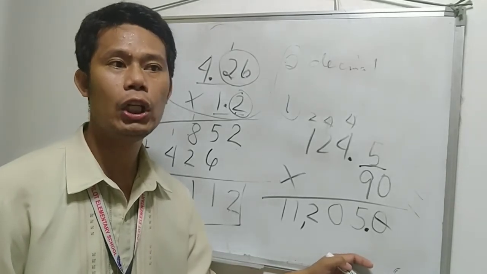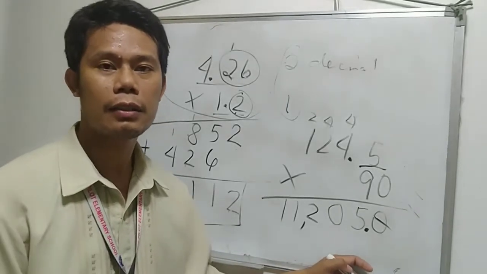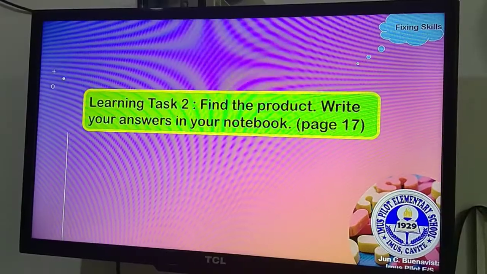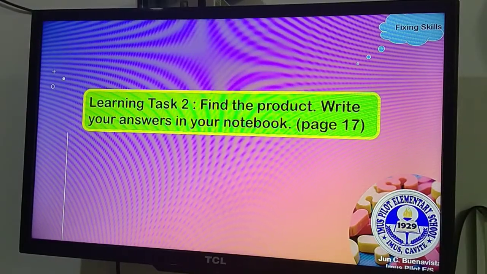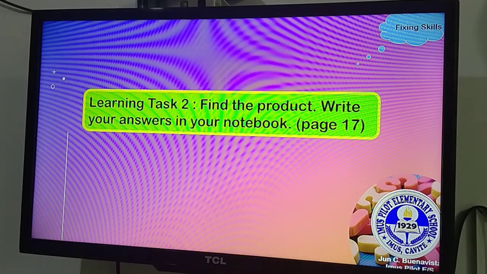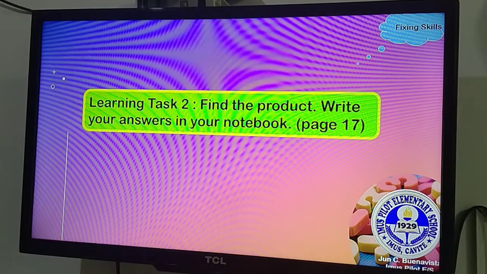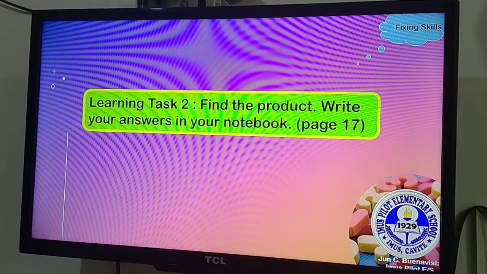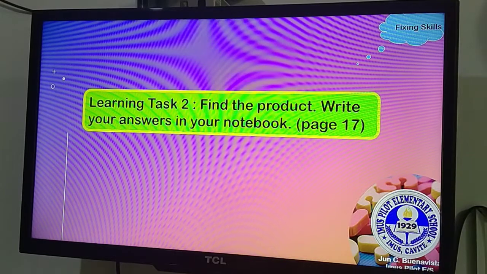Now, it is your turn to answer your activity. Okay, so you're going to answer learning task 2. Find the product. Write your answers in your notebook. And this can be seen in page 17 of your math module. Again, sa page 17 ng inyong math module, learning task 2. Answer only, ilalagay sa notebook. At wag na ninyo picture-an ang notebook at i-send sa akin kasi you're going to check that kasi may answer dyan sa likod. So, i-check ninyo na kaagad.